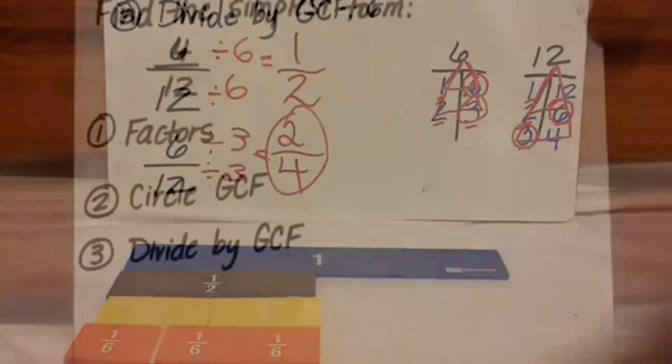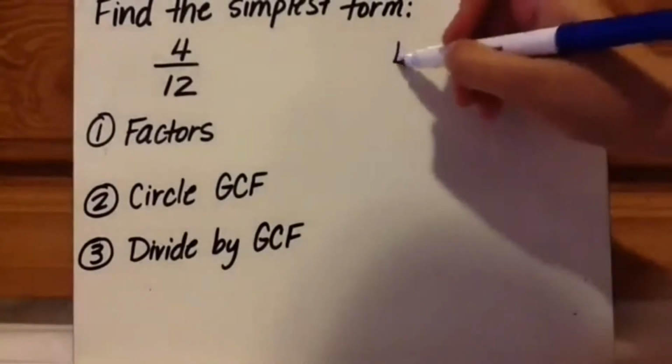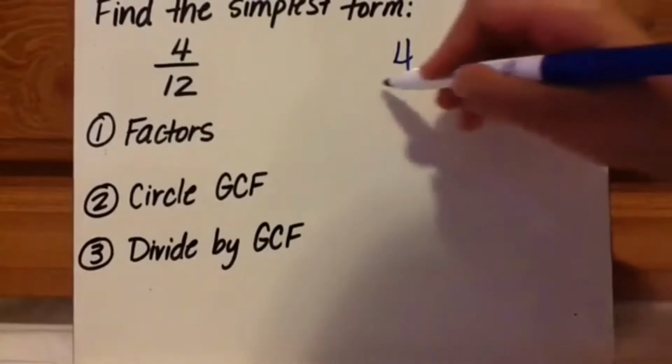Let's do another example. Okay, let's find the simplest form for 4/12. Step 1 is list the factors. So I'm going to do the T-chart method.